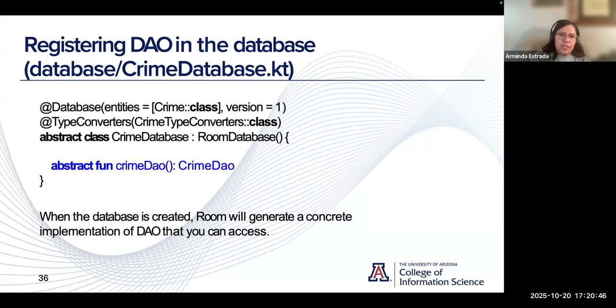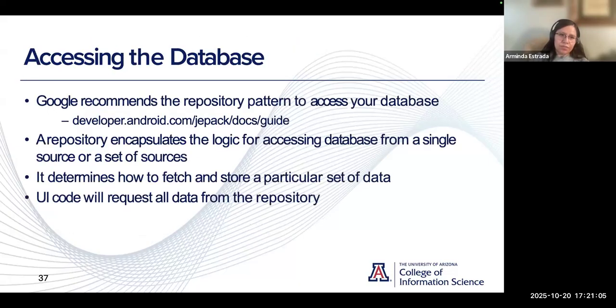And so registering the data access object in the database, we do this by doing an abstract function, crimeDao, and then calling crimeDao. So when the database is created, Room will generate the concrete implementation of the DAO that you can access.